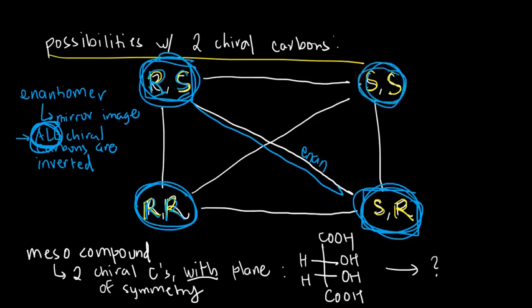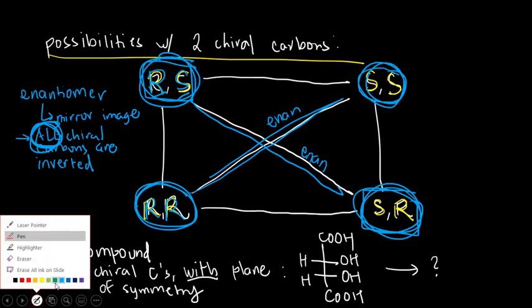So that means that between RR and SS, they are perfect mirror images. You can also call them enantiomers. But now the problem arises with this.